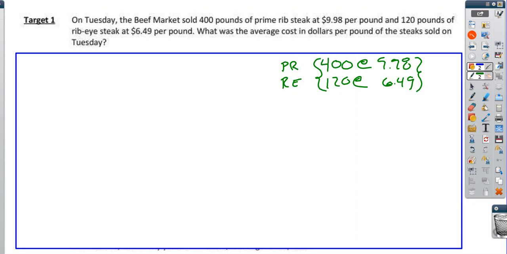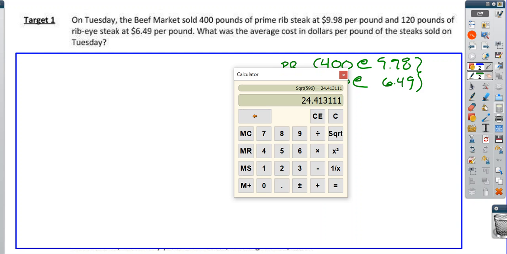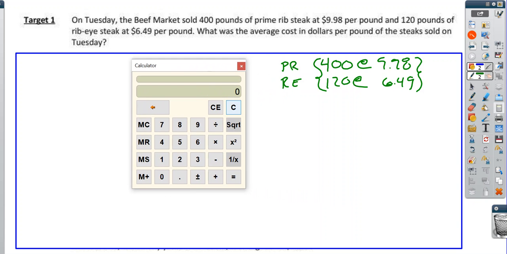So what you actually have to do is figure out how much they sold in total dollars for prime rib and the number of dollars sold in ribeye, and then we can find the average by dividing by the number of pounds. We are allowed to use calculators, so I'm going to pull up a calculator. We have 400 times 9.98, so we get $3,992, and then we also have 6.49. We're going to multiply that by 120.